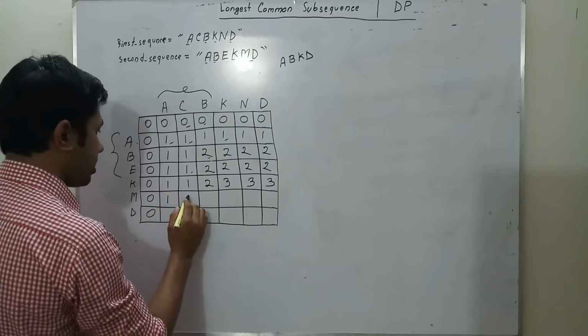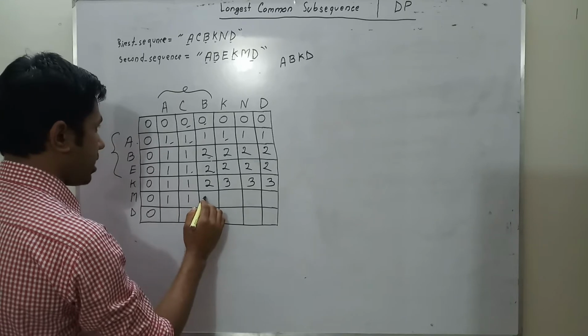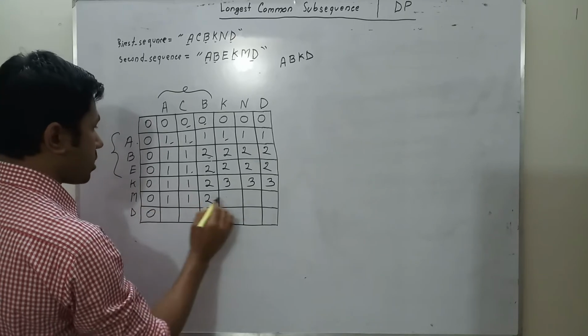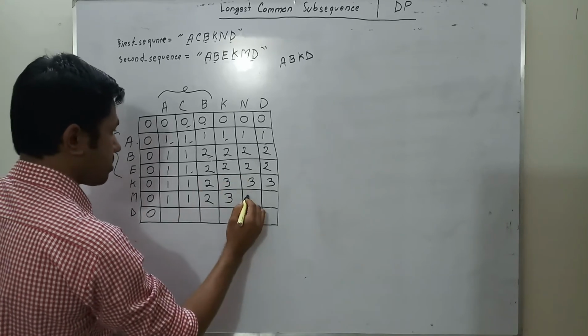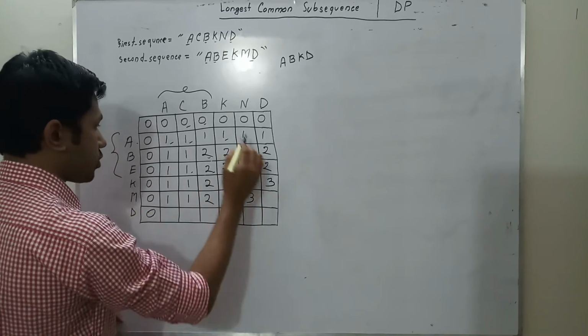M didn't match with C, M didn't match with B, M didn't match with K, M didn't match with N, M didn't match with D.